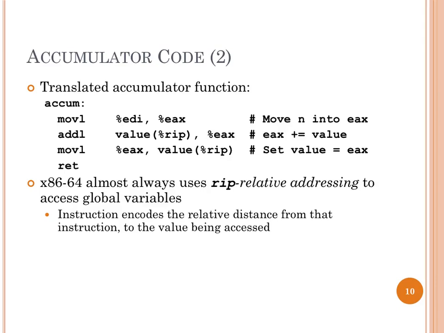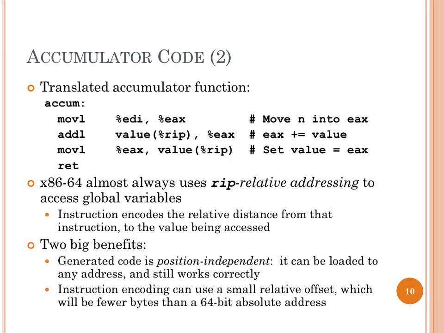Now, why would it do this? Seems like a complicated way to access a value. Okay? Well, there's two things that we really like about this. One is that the distance between the value and the current instruction is going to be independent of where the code is actually loaded by the operating system. And so it could load it at one address, and it would still be able to access value no problem. It could be loaded at another address, and it can access value with no problem. Okay? Why do we care about that?